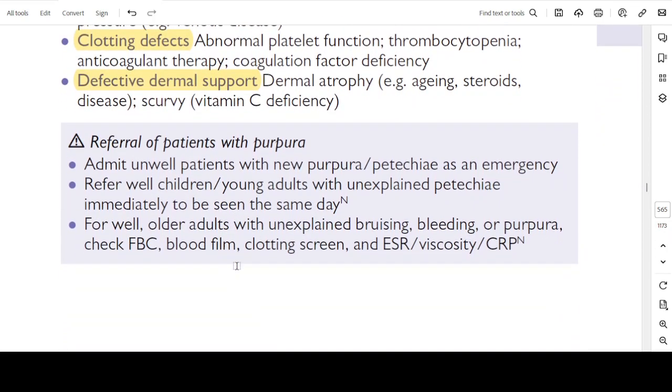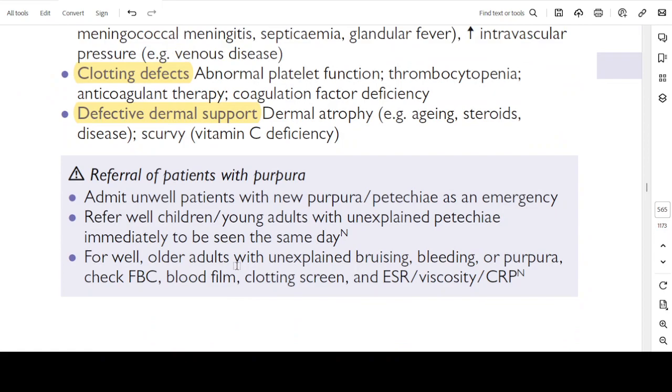Referral of patients with purpura. Admit unwell patients with new purpura or petechiae as an emergency. Refer well children or young adults with unexplained petechiae immediately, to be seen on the same day.